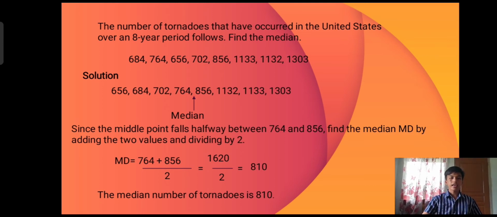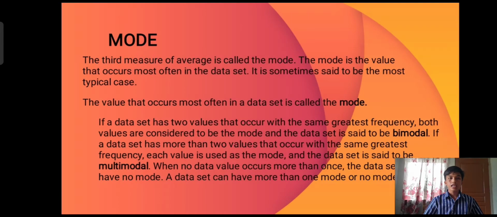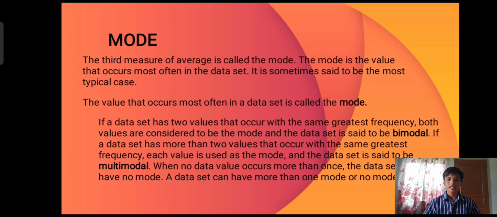Okay. We proceed to the next topic, which is the mode. The third measure of average is called the mode. The mode is the value that occurs most often in the data set. It is sometimes said to be the most typical case. The value that occurs most often in the data set is called the, what is it?